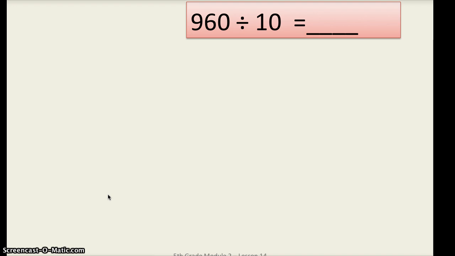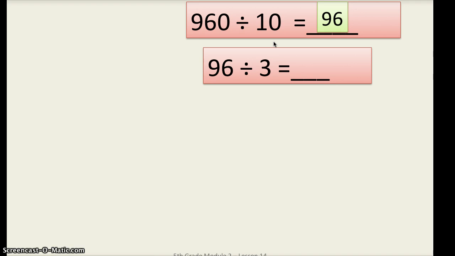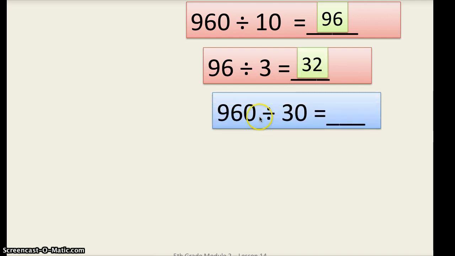So this is 960 divided by 10, so jot that down on your board. What could the answer to that be? And it is 96. Remember, there's 1 zero here, so I can just take away one of those zeros, the opposite of multiplying. Now, I'm going to divide this answer, 96, by 3, and I get 32.